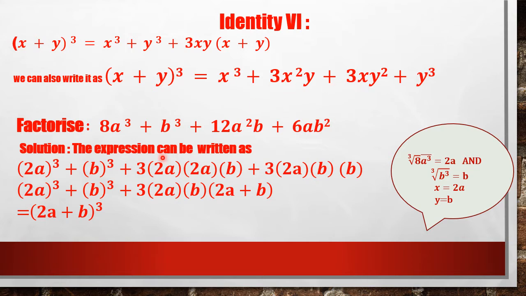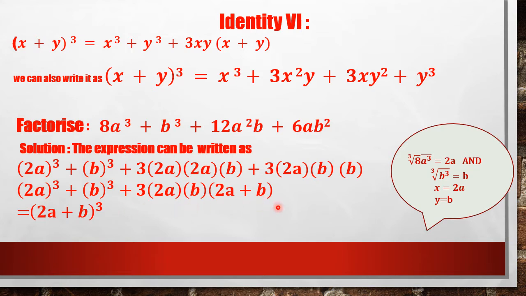Here it is 3, then x squared means 2a. x is 2a, so you will take (2a) two times, and y is b. Don't forget the brackets. And then the last term is plus 3, replace x with 2a and y with b, but this time y is 2 times, so (b) 2 times. Now what is common in these two terms? 3 is common, then 2a is common, and b is common. Now what is remaining in the bracket? From here you are getting 2a, which is uncommon, and from here you are getting b, which is uncommon.